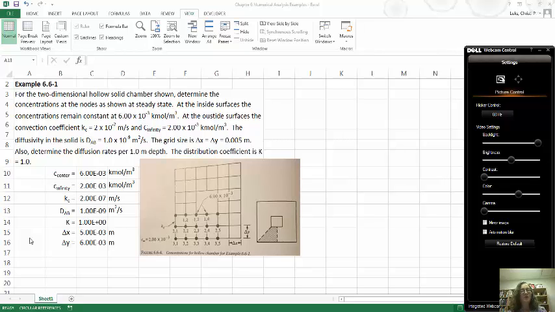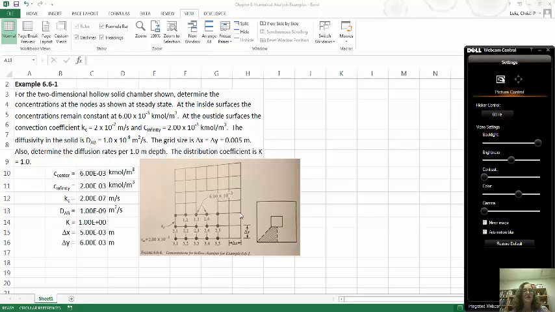This is Dr. Lukes, and I'm going to very quickly show you a summary of what we are doing in class on numerical analysis for steady state mass convection problems. So, for the two-dimensional hollow solid chamber shown below, it looks like this. It's got a hollow part, and then around the edges is going to be some sort of air or something blowing over it.